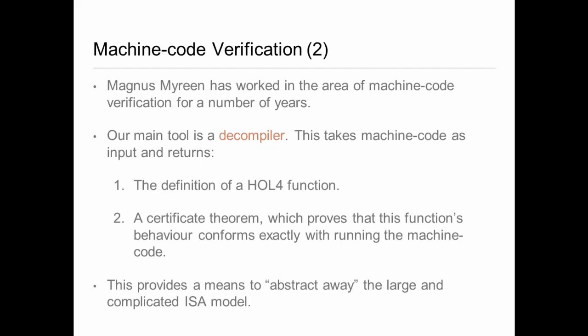The definition is completely independent of the specification itself. It doesn't contain the next state function for the architecture. But what it supplies is a separate certificate theorem, which proves that this decompiled function actually corresponds with running that machine code program. So you know that you can actually trust this function that it supplies you with. The key point here is that it's abstracting away all the details about the architecture itself, and it's giving you something which you can actually work with in HOL, which is this pure function.